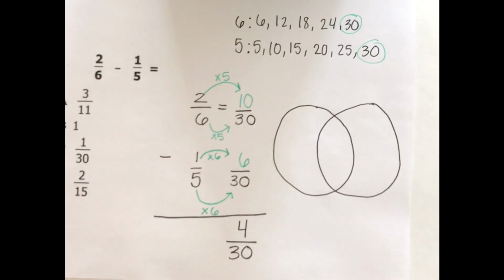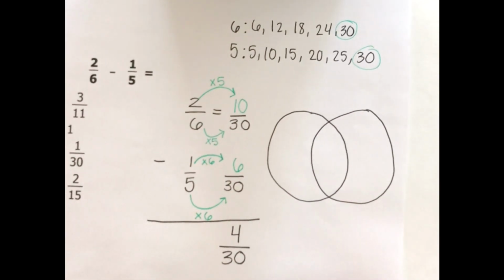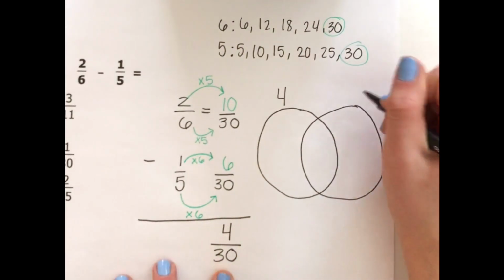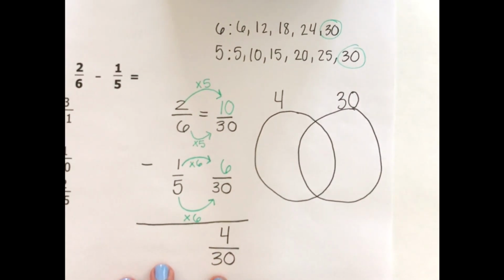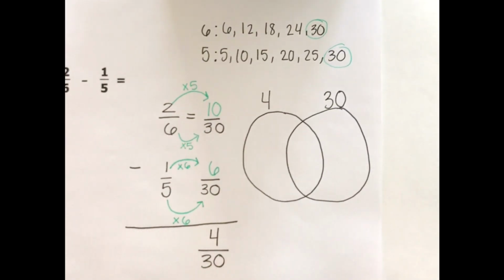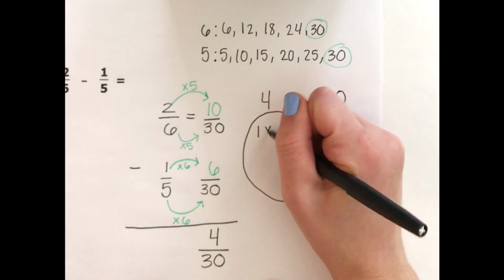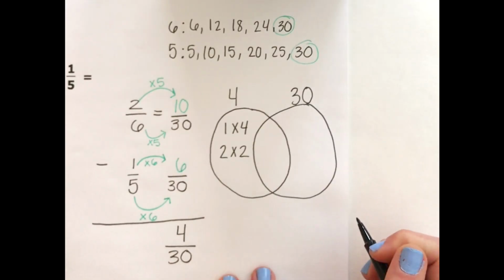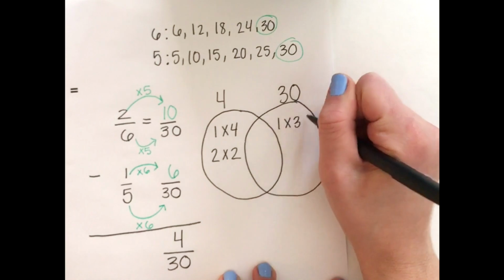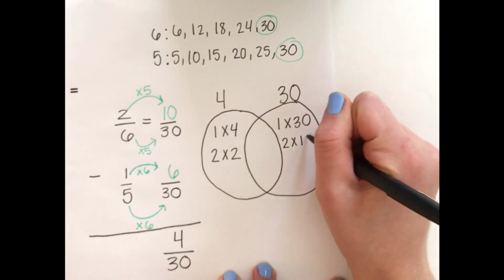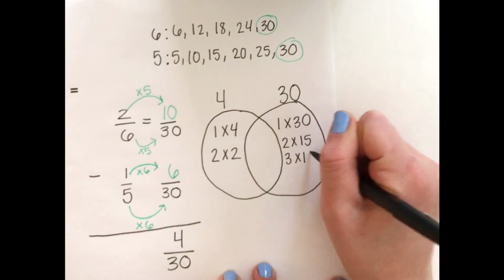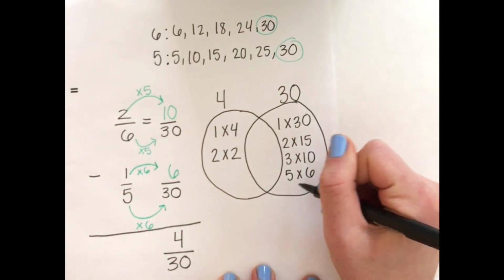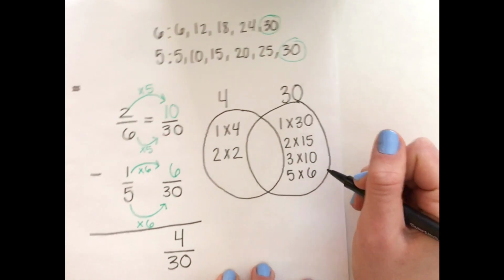So here's where that Venn diagram that we saw for GCF earlier is going to come into play. So our answer was 4/30. So I'm going to put 4 and 30 on our Venn diagram. And I'm going to list the factors of 4 and the factors of 30. So we have 1 times 4 and 2 times 2. Over here for 30, we have 1 times 30, 2 times 15, 3 times 10. Can't use 4, but I can use 5 times 6. My next number would be 6, but we already have that, so we're done.